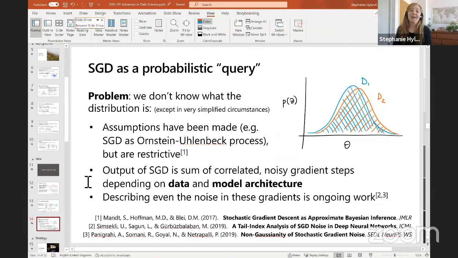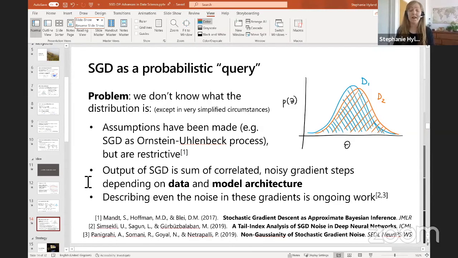So in very simplified circumstances, attempts have been made. So for example, you can think of SGD as a stochastic differential equation. You can make various assumptions on the structure of that SDE, and then you can essentially get an analytic solution that tells you, okay, yes, the posterior is Gaussian, and its mean and variance look like this. The problem is the assumptions you need to make to get there do not entirely reflect reality.